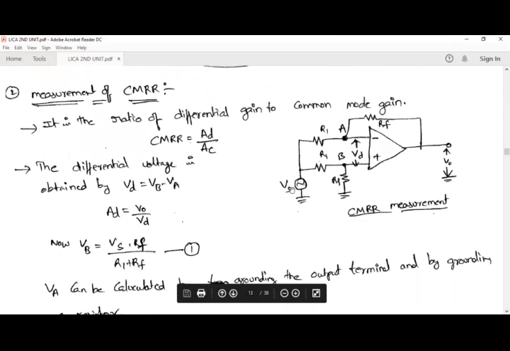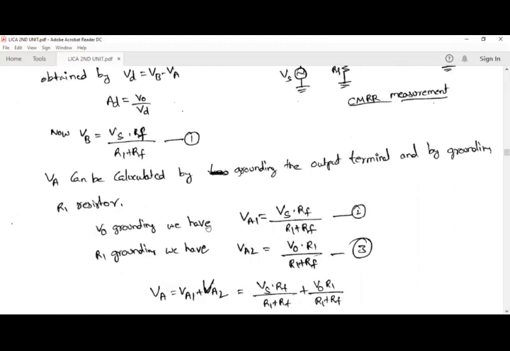We have obtained VB directly, but for calculating VA, we have two possibilities. We must keep that in mind and do two calculations here: VA with respect to the feedback and VA with respect to the input signal. That is, the voltage at node A with respect to the input signal and the voltage at node A with respect to the feedback signal. Now we are going to see that.